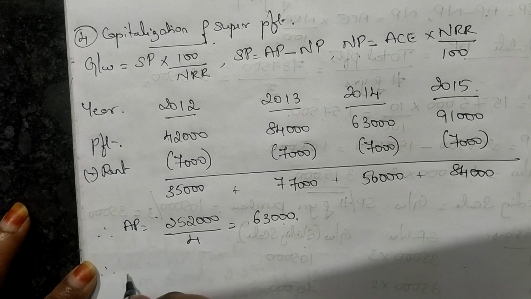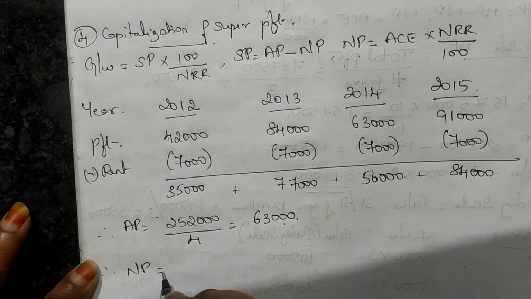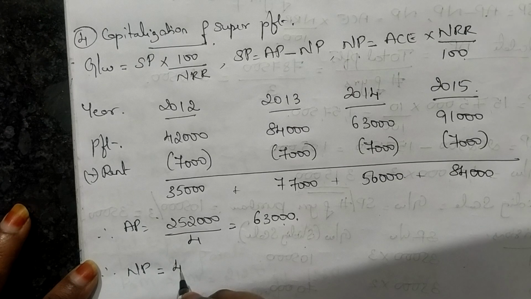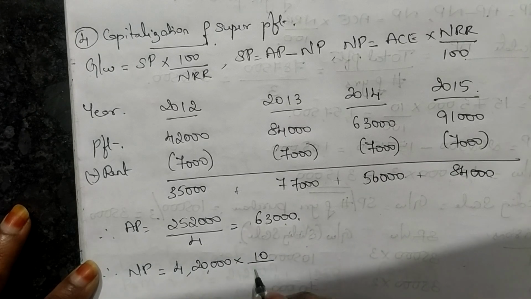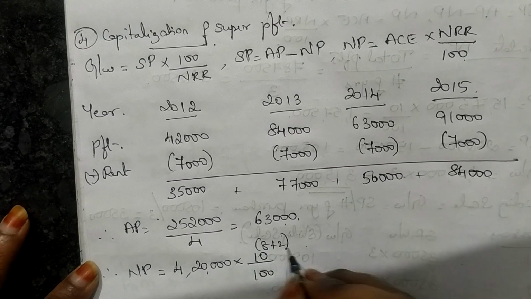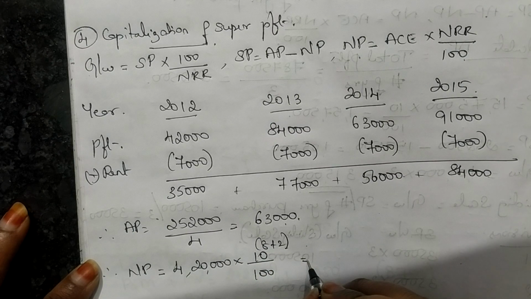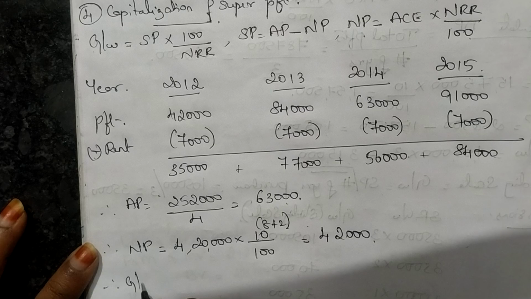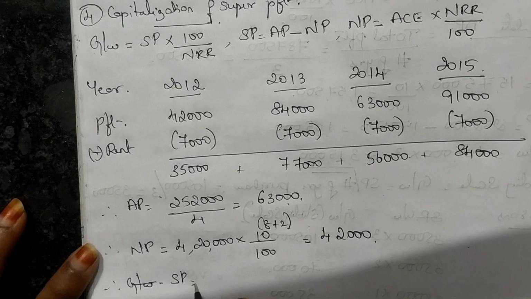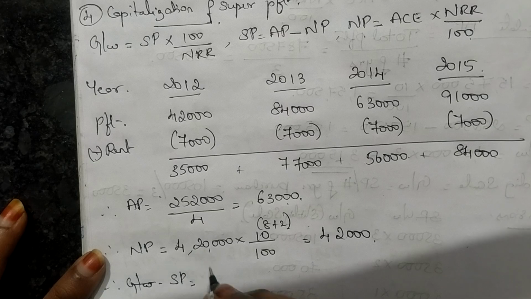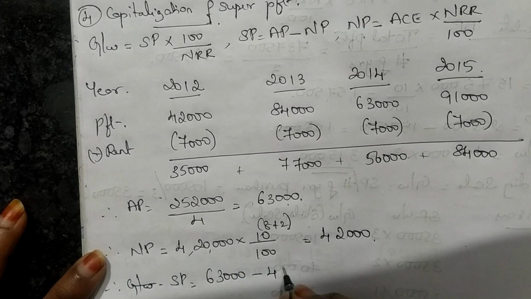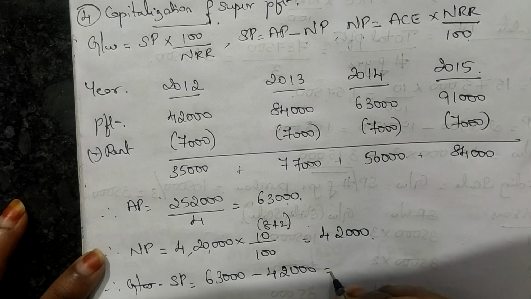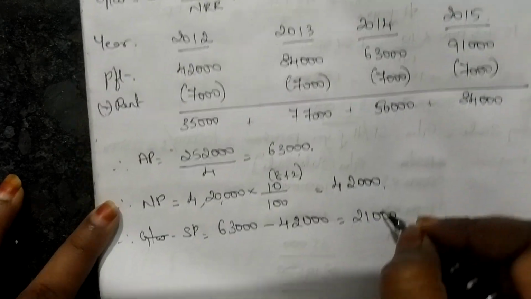Therefore calculate your normal profit. Normal profit is average capital employed, which is given in the question as 4,20,000, into 10%, that is 8 plus 2. So 4,20,000 into 10 by 100, you get 42,000. Now calculate your super profit, that is your average profit, which is 63,000, minus normal profit, which is 42,000. So you get your super profit to be 21,000.